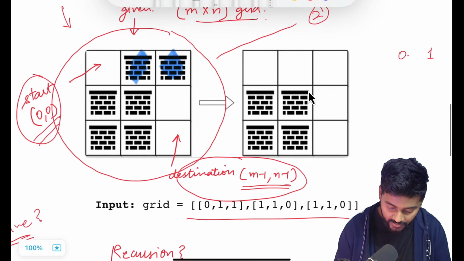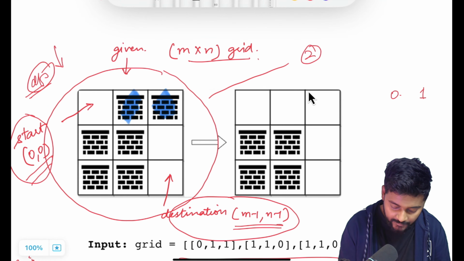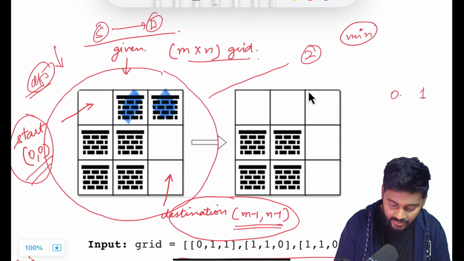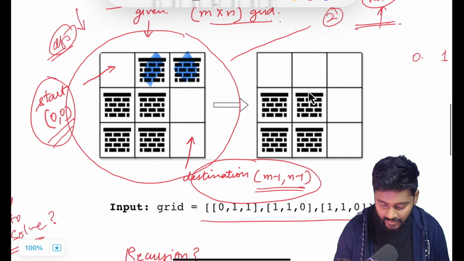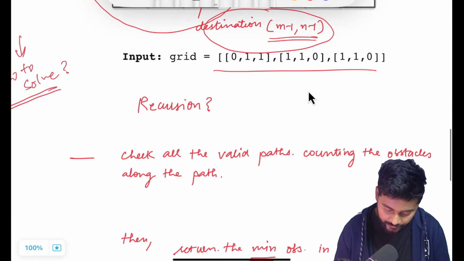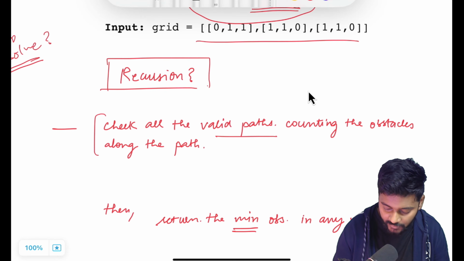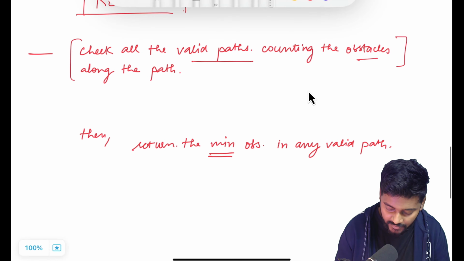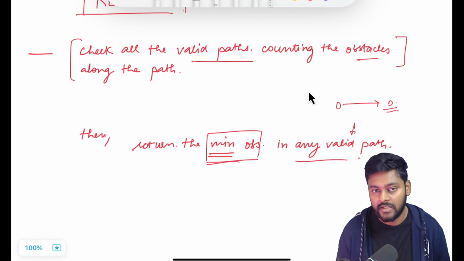For that, I will just directly use DFS here to get paths from source to destination. On every path, when I reach the destination, I will capture the minimum value, where the value is the number of obstacles encountered during that path. So in the end, I will have that answer. This is a recursive approach, checking all the valid paths and counting the obstacles along each path. In the end, return the minimum obstacles encountered in any valid path. A valid path is one where we are able to reach the destination, which is m-1, n-1.